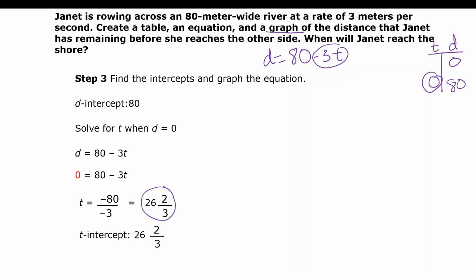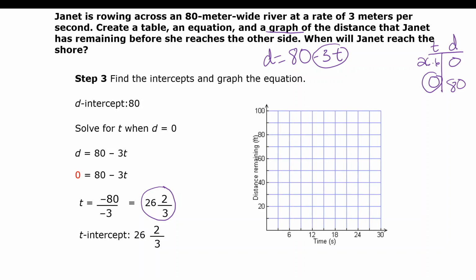All right, so that's going to be our t-intercept, which is 26.6 actually. And now that's a pretty easy thing to graph. So now we just find when t is 0, she's right here at 80, and when t is 26.6, way over here, then the distance is 0. So there we go. We can plot that, and there you go.